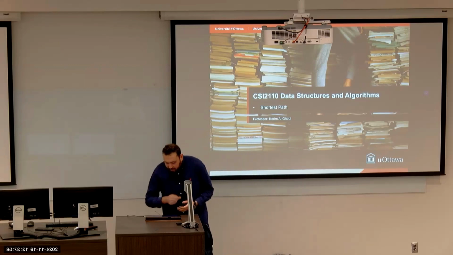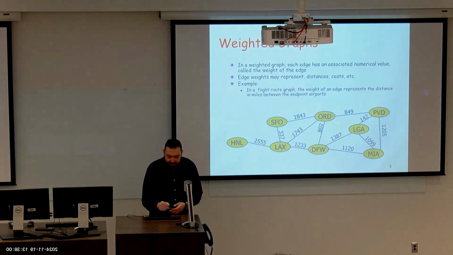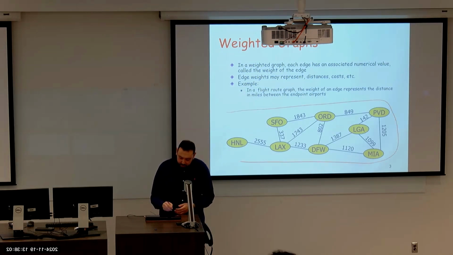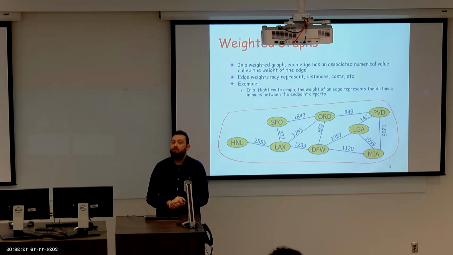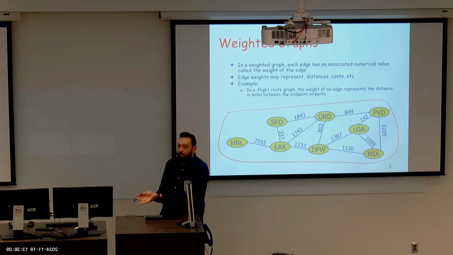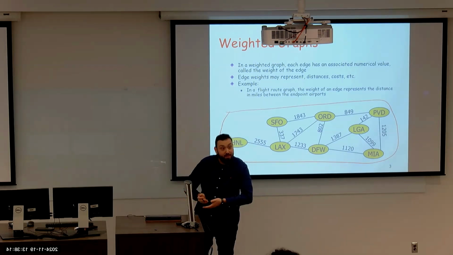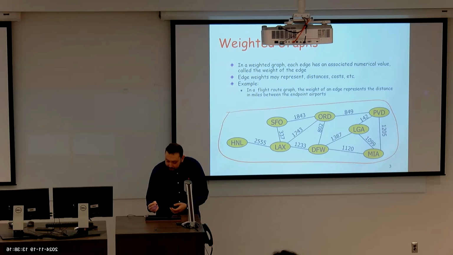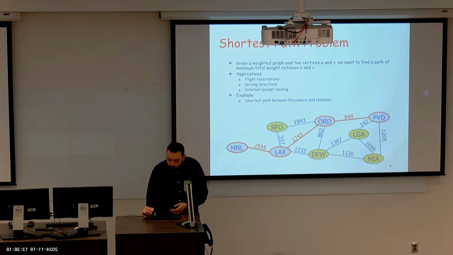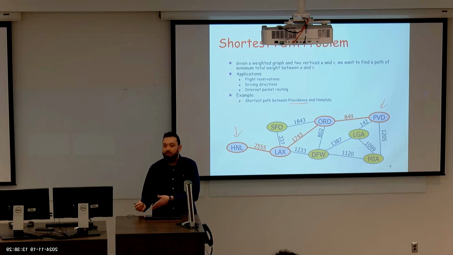Why? So let's take a look at this one. If this is an airport, and the edges represent what? The distance between cities. Can they have the same distance? So in this case, I cannot use BFS. I have to use something else. For example, here, I want to check what is the shortest path starting from Providence to Honolulu. So I can't use BFS. I have to use another algorithm. We're going to learn it.